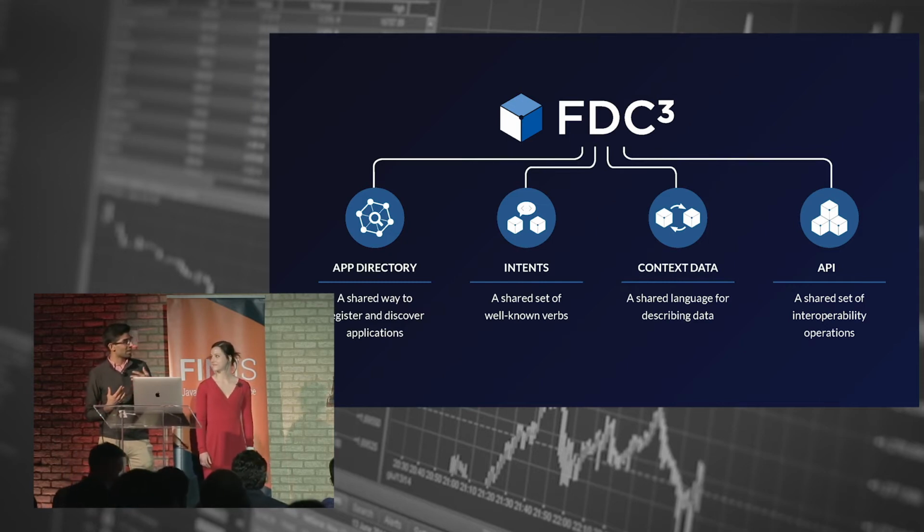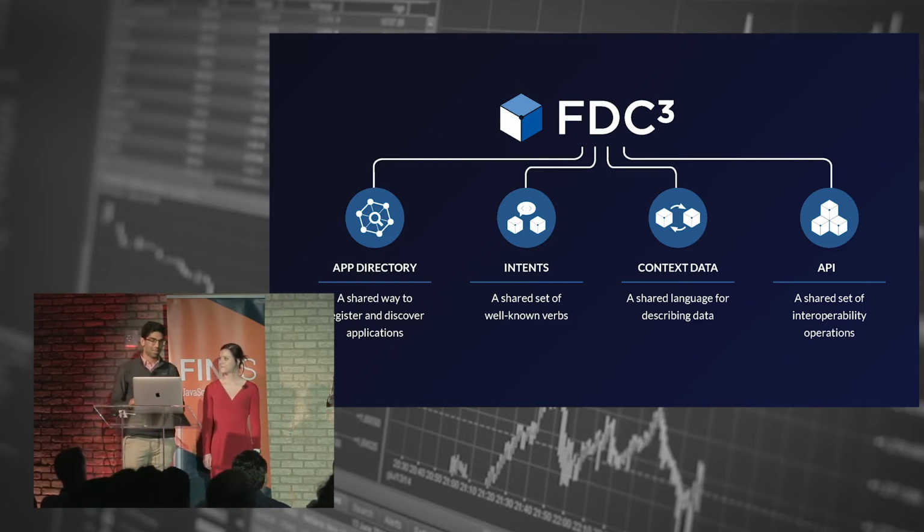And then our API ties everything together. It's a set of operations that lets us communicate our intents and our context data together. So what happens is that FDC3 allows you to abstract away the effort and allows you to find the best applications you want for your workflow.